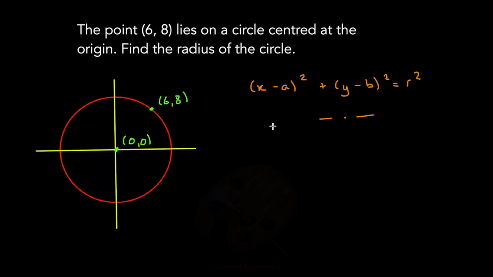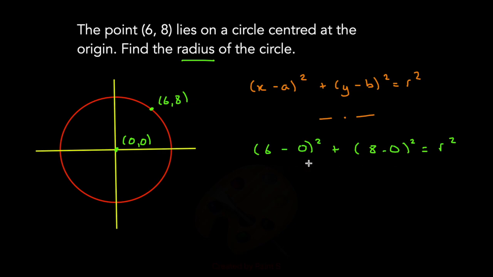A question says, the point (6, 8) lies on a circle centered at the origin. Find the radius of the circle. So, we can use our equation to do this. Just slap the numbers in. So our x coordinate is 6, our y coordinate is 8, and as our circle is centered at the origin, both a and b are 0.